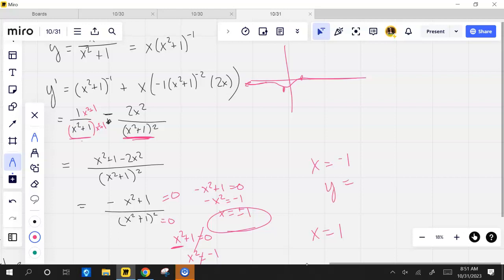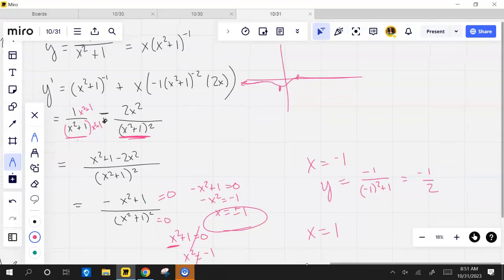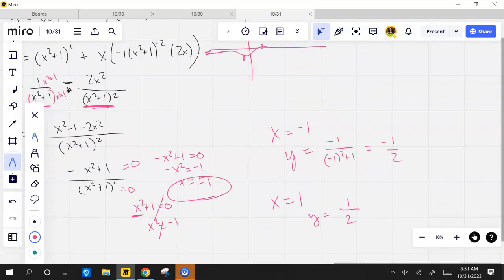Y equals negative 1 over negative 1 squared plus 1, which would be negative 1/2. And then at positive 1, y would be 1 over 2. Min. Done.